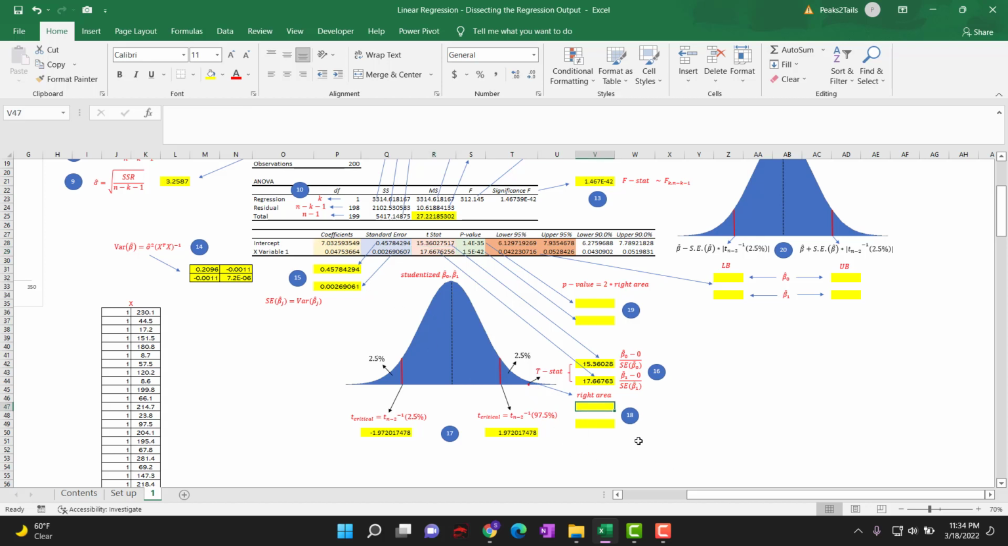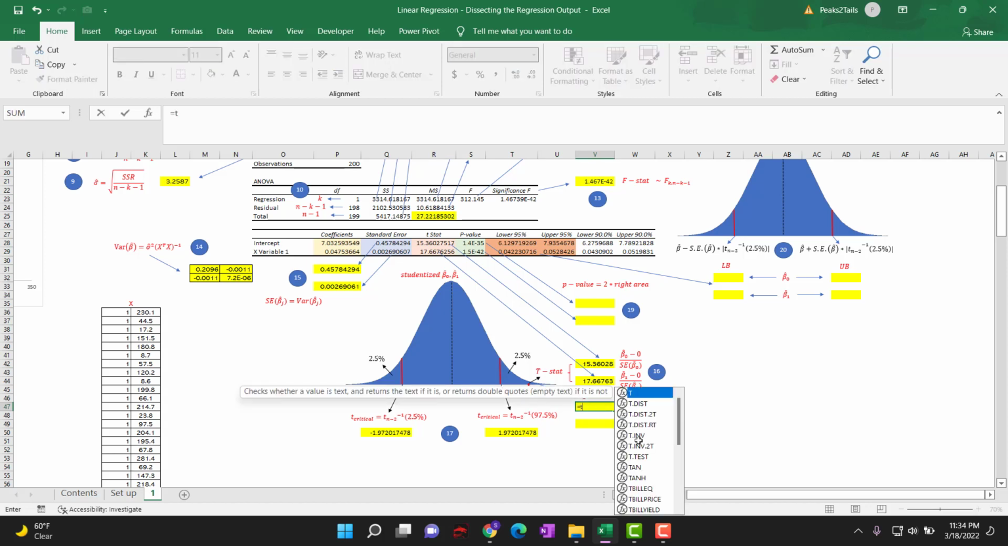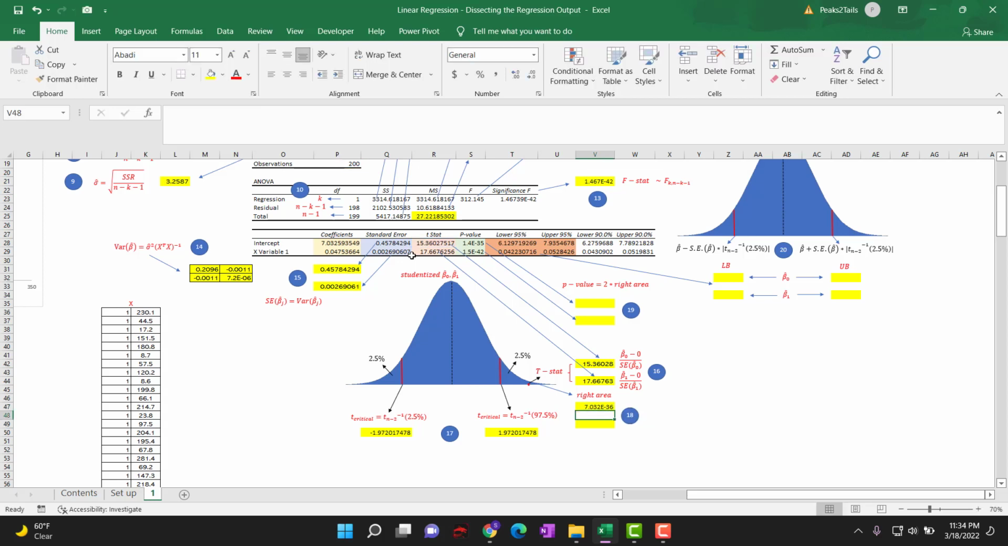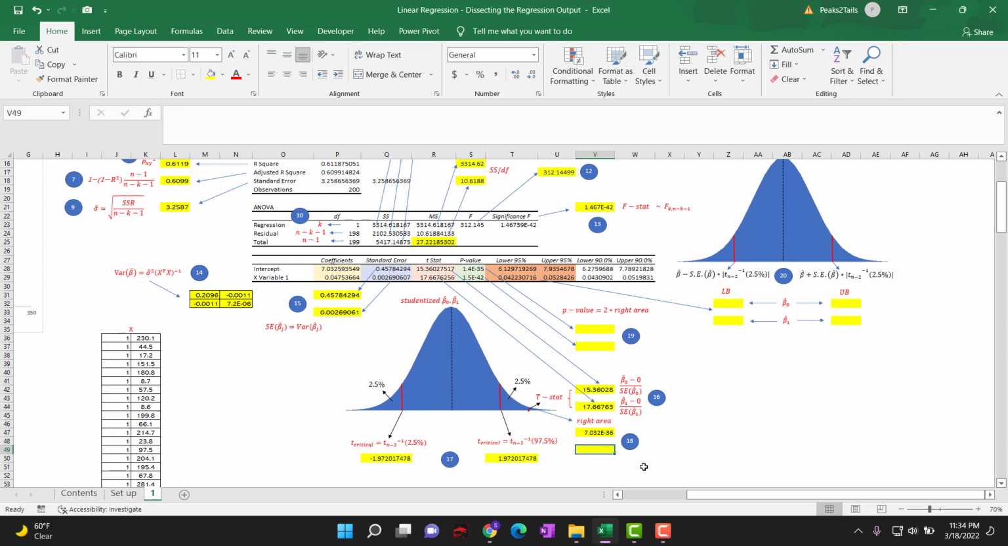For the intercept, the area to the right of the t-stat is given as t distribution right, this is the t-stat, comma, degree of freedom is 200 minus 2. Similarly, for the regressor, the area to the right is t distribution right, this is the t-stat, comma, 200 minus 2.